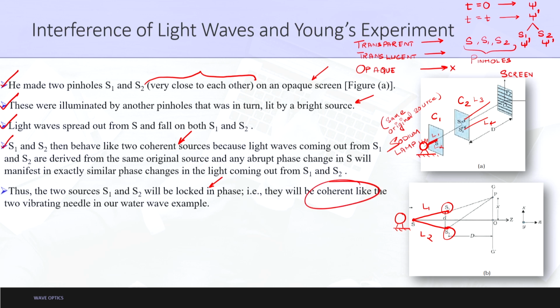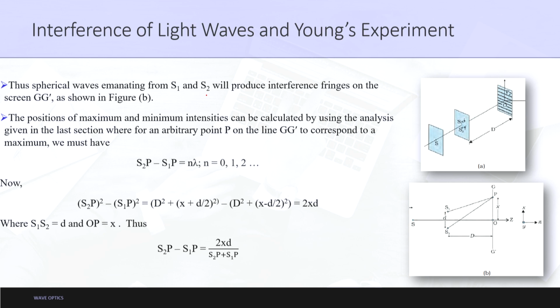So, if the phases are locked, that means the two sources of light are coherent, like the two vibrating needles in a water wave example. This is the example which I explained to you when the concepts of coherent and incoherent addition of waves were being explained. There were two needles and then the waves were coming like this. So, this is a similar example here. Okay, so let us move on to the next slide now.